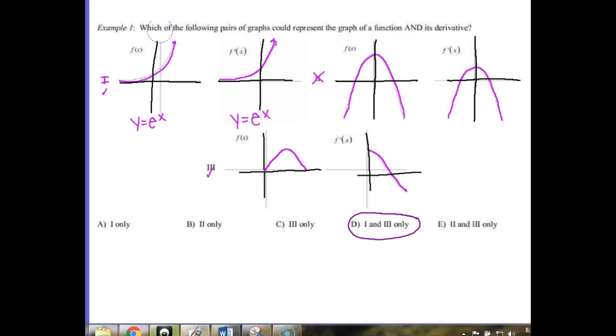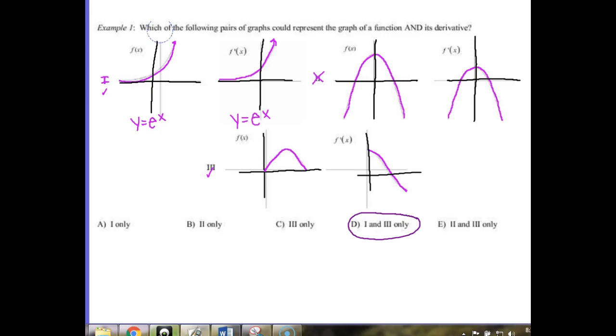So it says, which of the following pairs of graphs could represent the graph of a function and its derivative? So everybody that said C, you're not wrong. Those graphs are each other's derivatives. So this goes back to taking in that table, remember? If the original is increasing, the derivative is positive. If the original is decreasing, then the derivative is negative. But do you see how that actually still applies here?